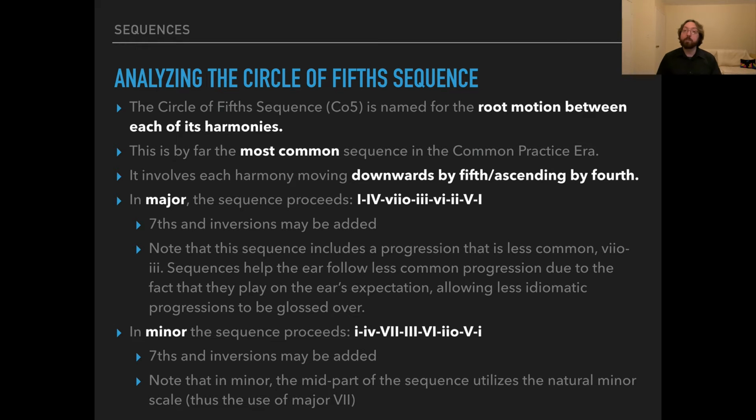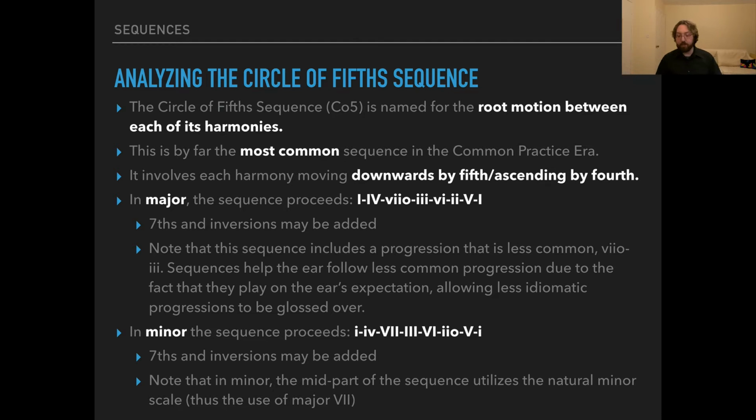Let's begin with one of the most common types of sequences, the circle of fifths sequence. The circle of fifths sequence, which you'll see me sometimes abbreviate as CO5, is named for the root motion between each of its harmonies. This is by far the most common sequence in the common practice era. It involves each harmony moving downwards by a fifth or ascending by fourth. That will mix up so that we don't run out of room on the keyboard.